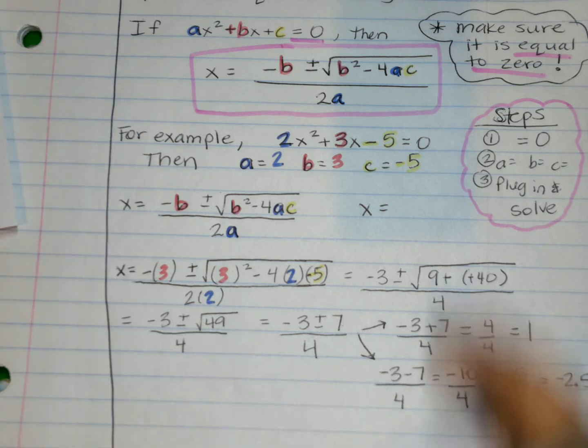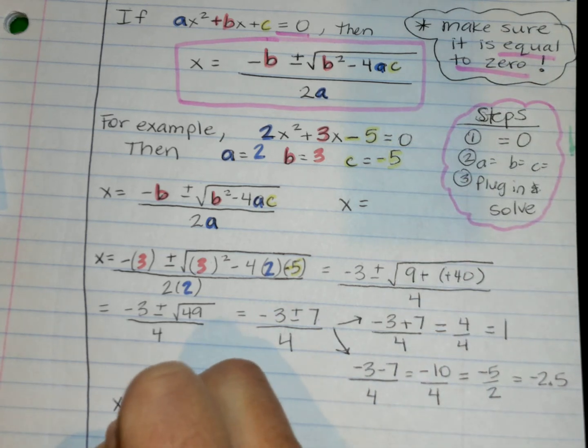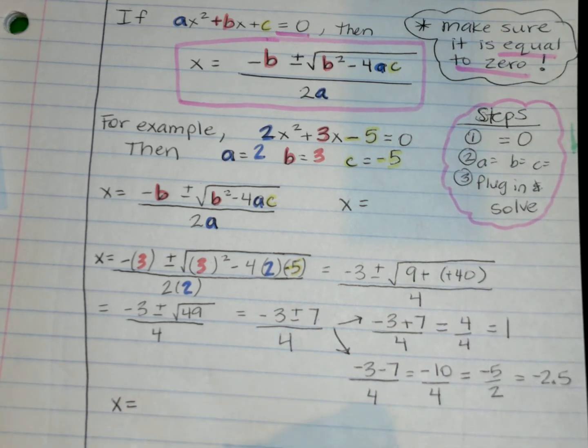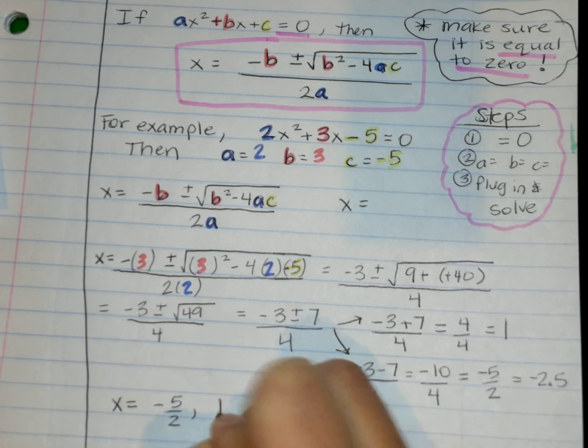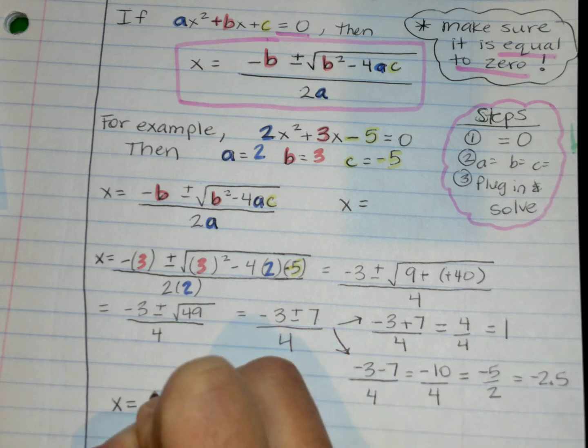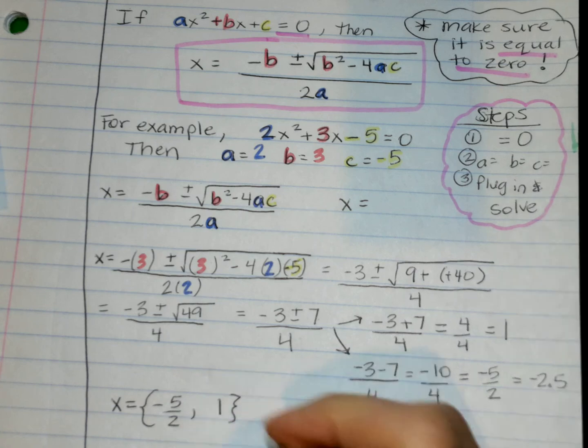All right. Oops, you can barely see that. Okay, so then to write my final answer, I'm going to go ahead and write x equals negative 5 over 2, comma 1. I'm going to make it a solution set. Just pay attention to how your answers are supposed to look. Maybe you have to put braces around it. Maybe you have to write it.